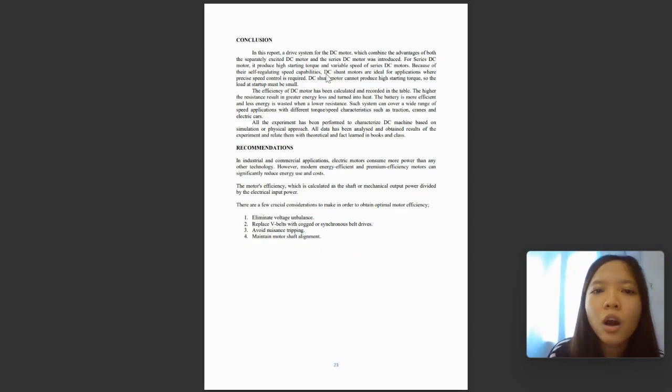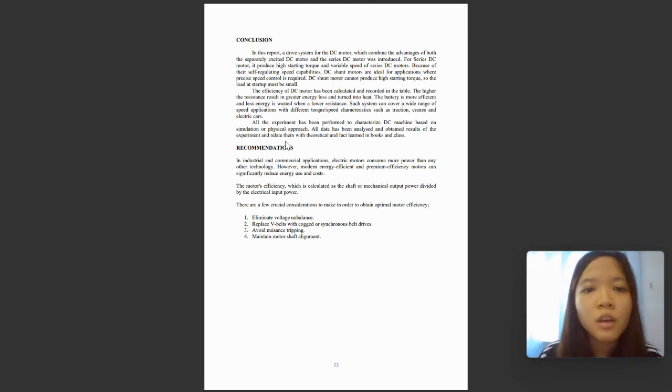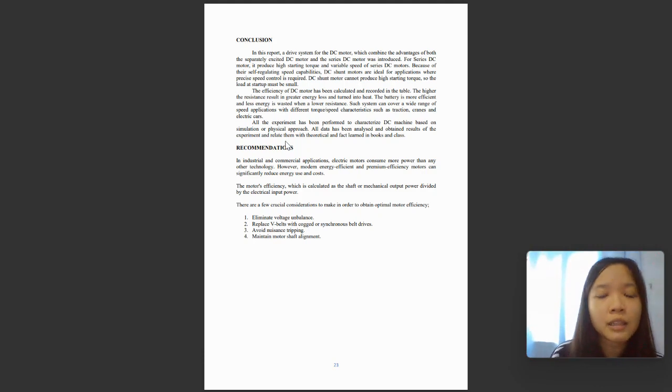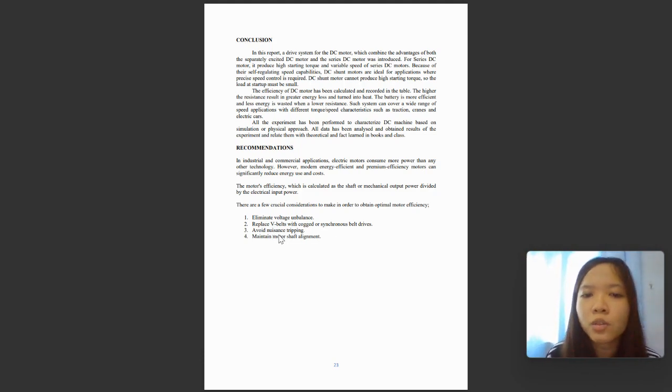The conclusion: all the experiments have been performed to characterize the DC machine based on the simulation or physical approach. All the data has been analyzed and the results of the experiment related to the theory and facts that we learned in the book. For the recommendations to improve motor efficiency, there are a few important ways to take into consideration. The first one is eliminate voltage unbalance, replace V-belts with cogged or synchronous belt drives, avoid rewinding, and the last one is maintain motor shaft alignment.